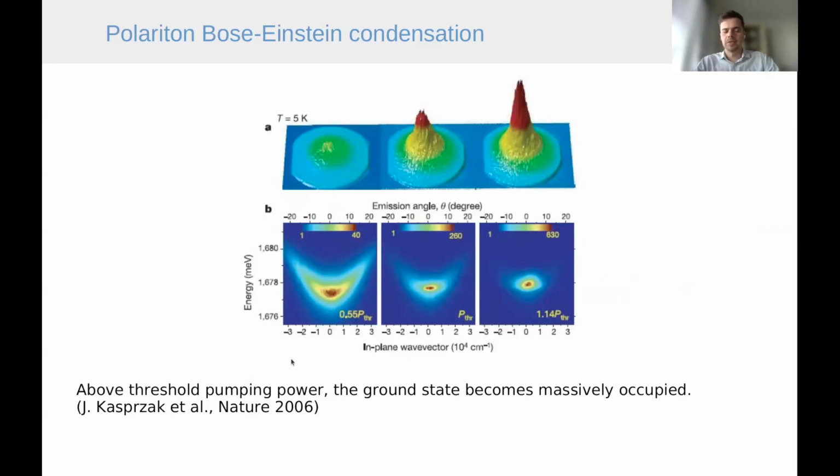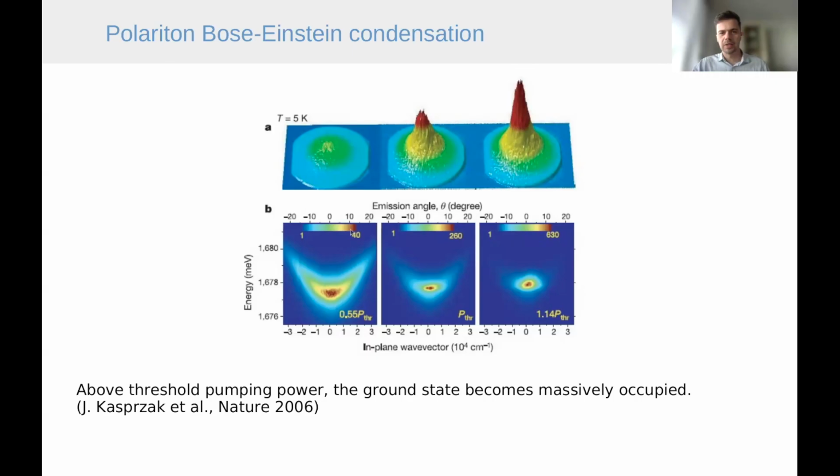In 2006, there was an experiment published in Nature, where the first, I would say, very convincing evidence of Bose-Einstein condensation of polaritons was described. These figures resemble very much the figures that I showed you before for ultra-cold atoms. The difference is that these are figures in momentum space rather than real space, but other than that, everything is the same. We have a macroscopic population of the ground state of the system.